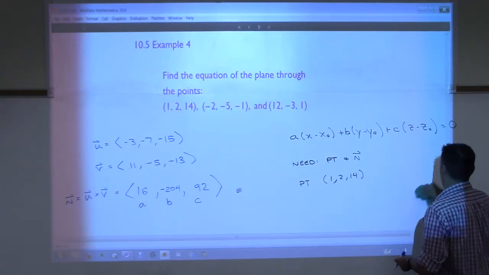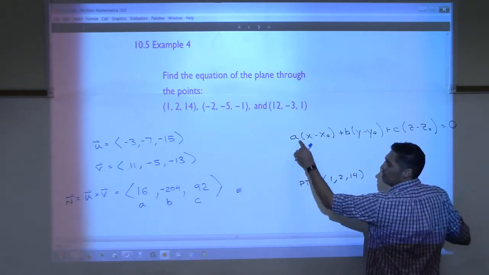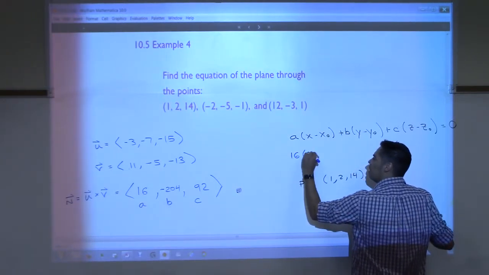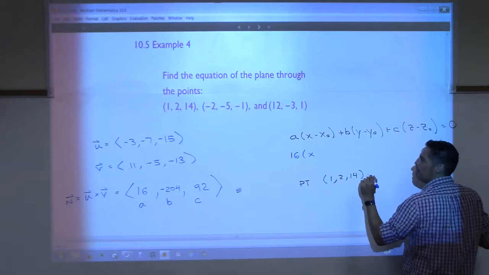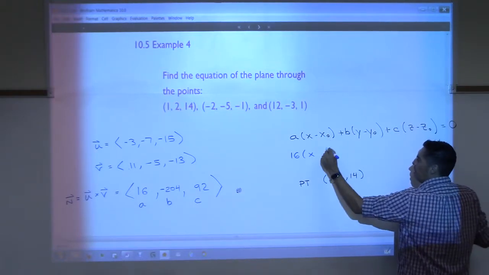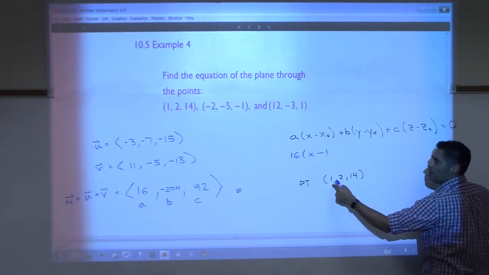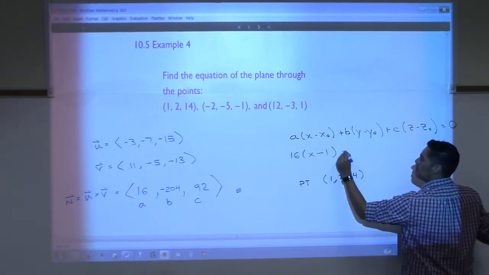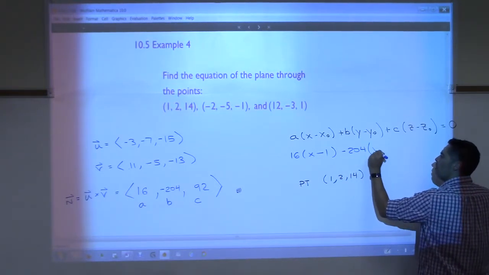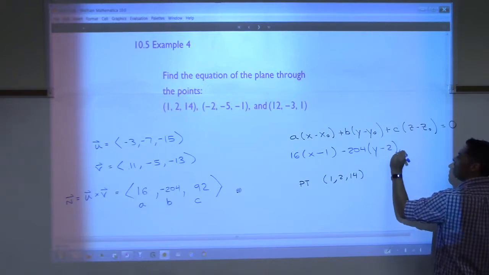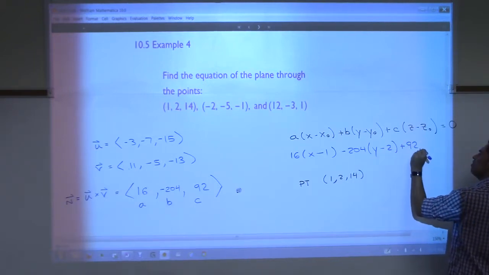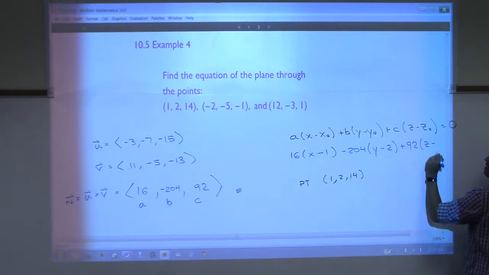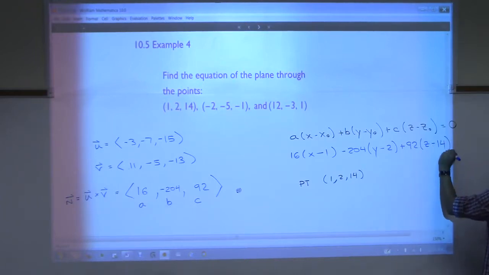Using this equation, we have A, which is 16, times x minus 1, I'm using this point right here, plus b, which is negative 204, times y minus 2, plus c, which is 92, times z minus 14, equals 0, right? That is the equation of that plane. Any questions on where that came from?